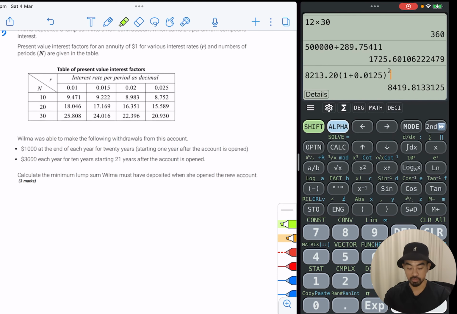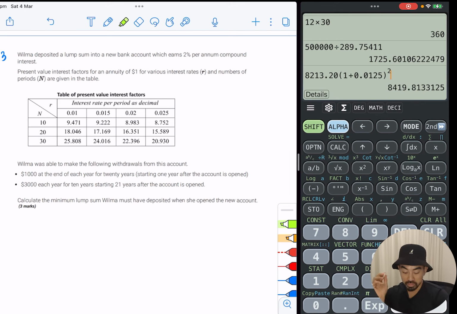Okay, last one. Wilma deposits a lump sum into a bank which earns 2% per annum compound interest. Here we've got a present value table. Okay, so here's a scenario. Wilma is able to make the following withdrawals from this account. So $1,000 at the end of each year for 20 years, starting 1 year after the account is open, and $3,000 each year for 10 years, starting 21 years after the account is open. Calculate the minimum lump sum Wilma will have to deposit when she opens the new account.